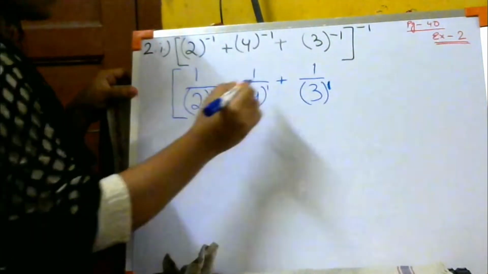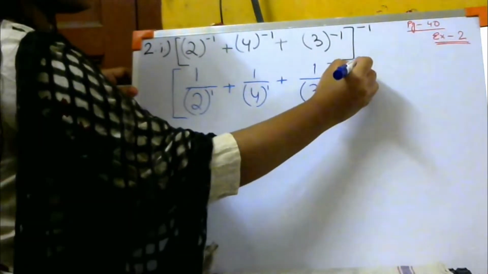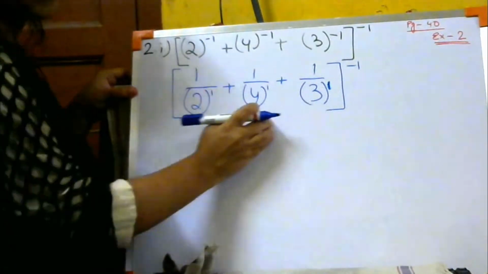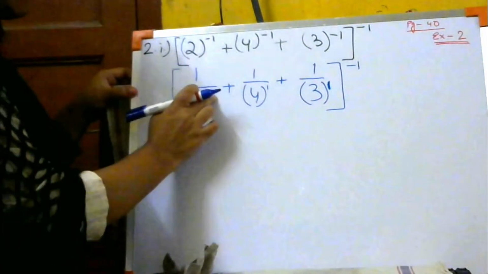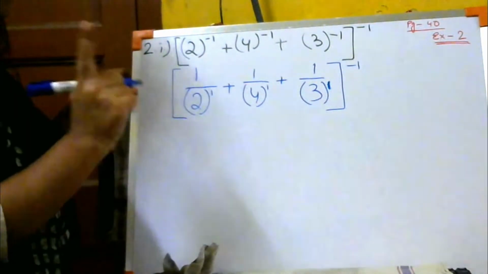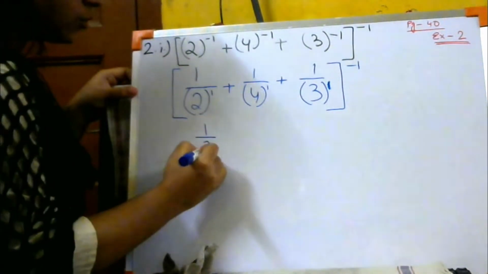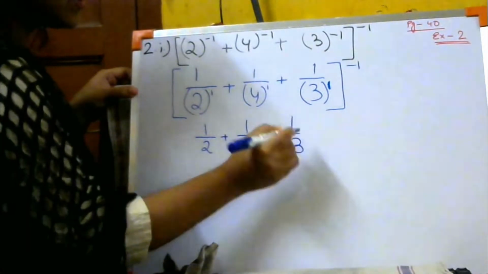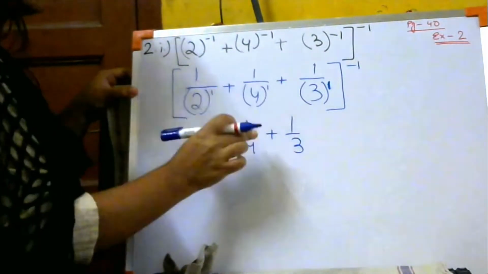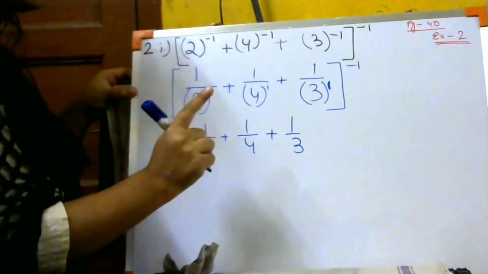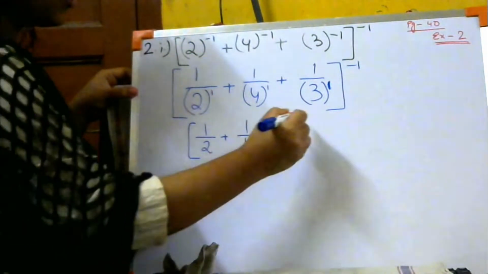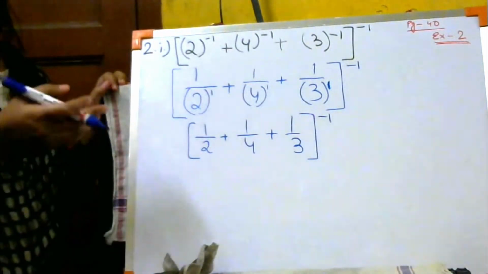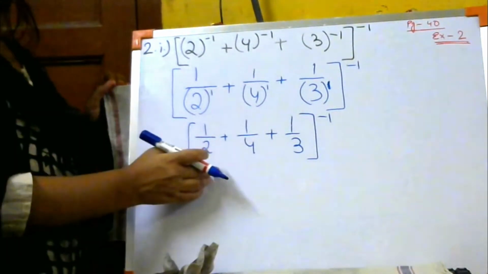Now this whole thing was in the bracket to the power minus 1. Let's keep this as minus 1 only. Let us first solve inside the bracket. Now 2 to the power 1 means how many times is 2 there? 1 time. So 1 by 2 plus 1 by 4 plus 1 by 3, because everyone had the power 1. Power 1 means only one time the number is repeating. So we are now going to add this. I know you people now know fraction addition and subtraction. You know how to solve these kinds of sums.